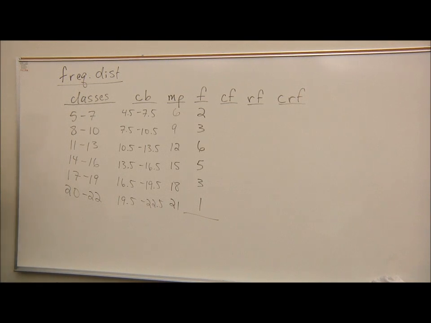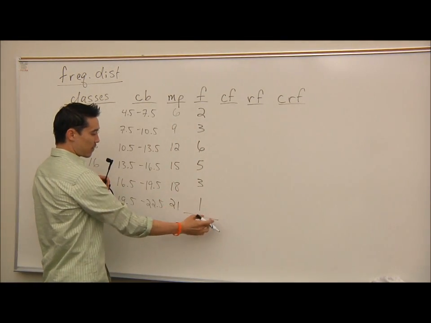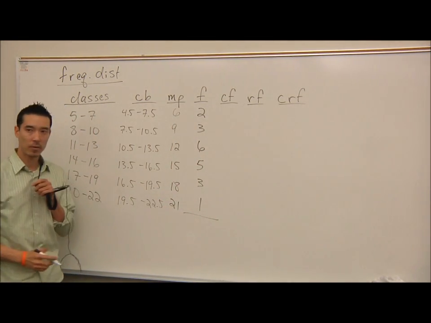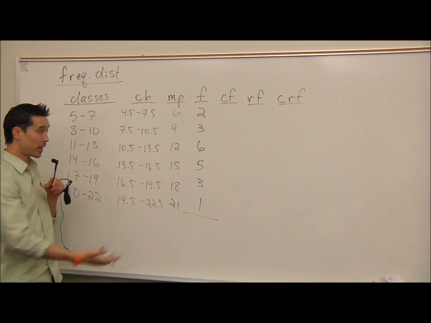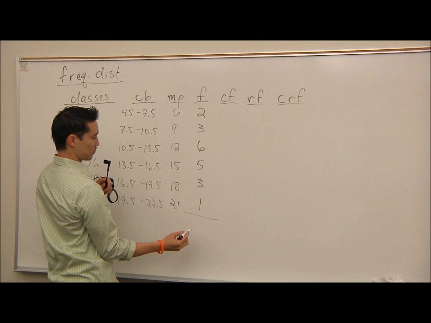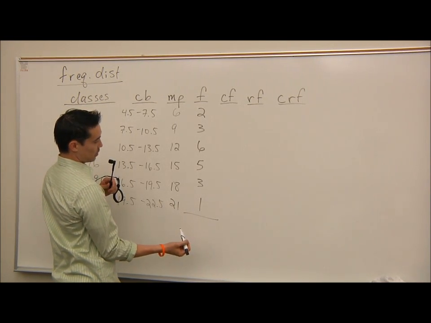Okay? At the bottom of our frequency column, I have a little line here, and what do I do with that? Add them up. Yeah, add them up. How many students did we look at? So if I add these up, what does it come out to? 21, 20, 20. Looks like 20.